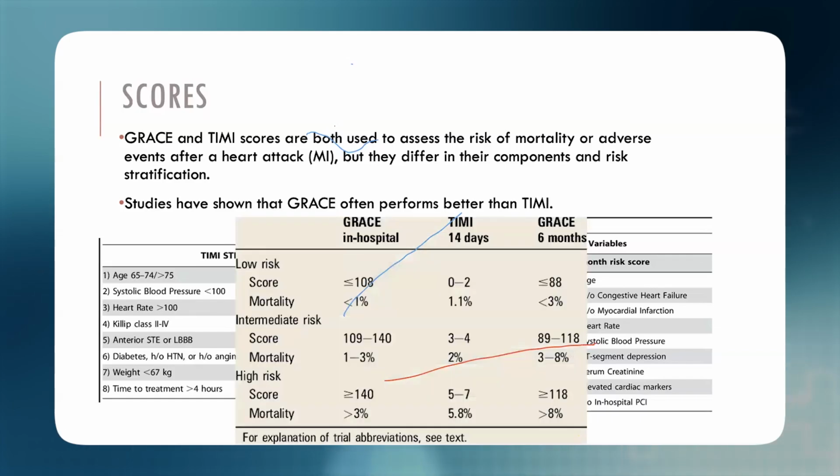This is the mortality data of the score. You have to know what is called low risk. In GRACE, less than 108 is low risk, 109 to 140 is moderate risk, more than 140 is high risk. GRACE you do not calculate by hand. There are online calculators which will give you the GRACE score and corresponding mortalities.